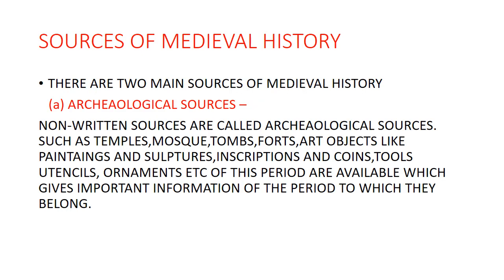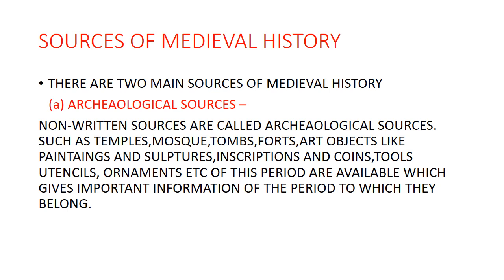So first let's discuss the archaeological sources. Now what are archaeological sources? As we have already studied in the class 6 book about the archaeological sources and its meaning. So what do you mean by archaeological sources? These sources are non-written sources. For example, temples, mosques, palaces, forts, artifacts, all these things come in the archaeological sources. Paintings, sculptures, inscriptions and coins, tools, utensils, all these things come in the archaeological sources, which give important information about the period to which they belong.